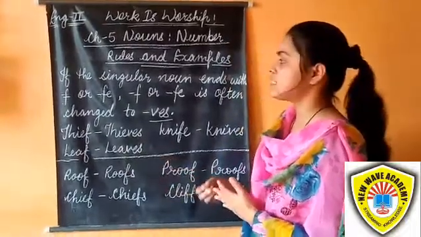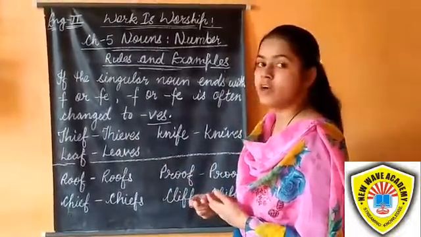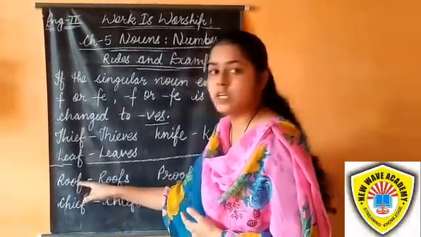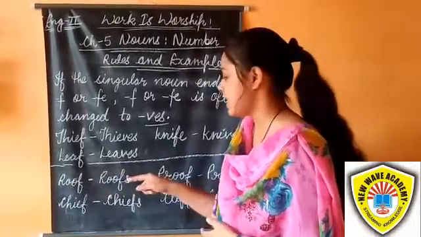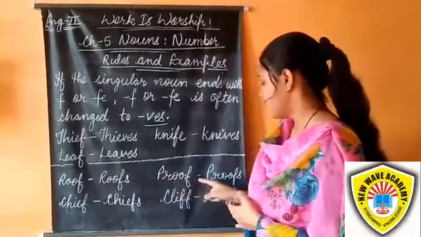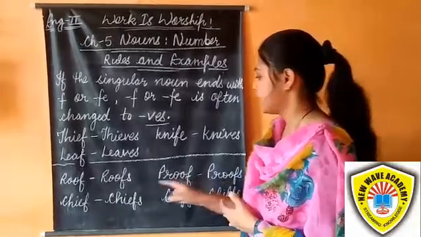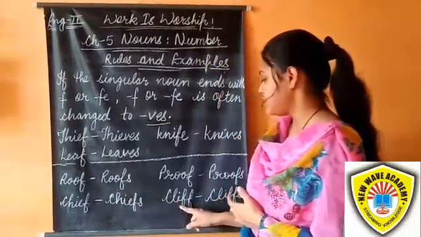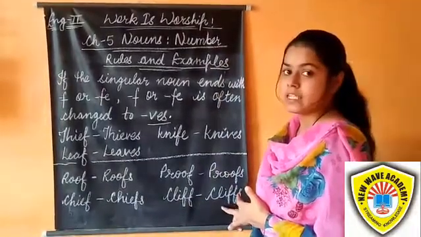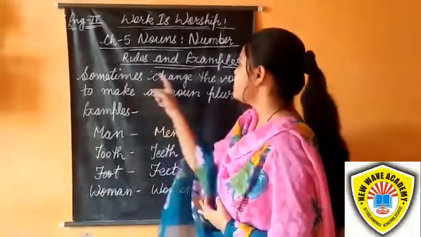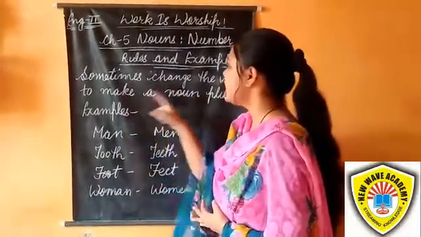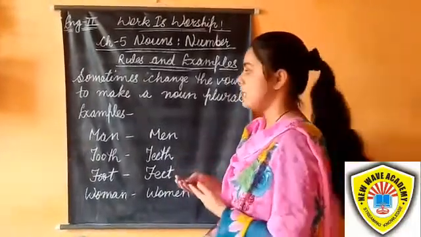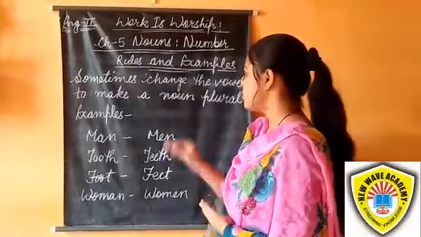Leaves. But sometimes we will not follow this rule in some words. For example, roof. In roof we will add only s. Roofs. Proof, we will add only s. Proofs. Chief, we will add only s. Chiefs. Cliff, we will add only s. Cliffs. Sometimes we change the vowel to make a noun plural. Sometimes we will change the vowel to make a singular noun into a plural noun.